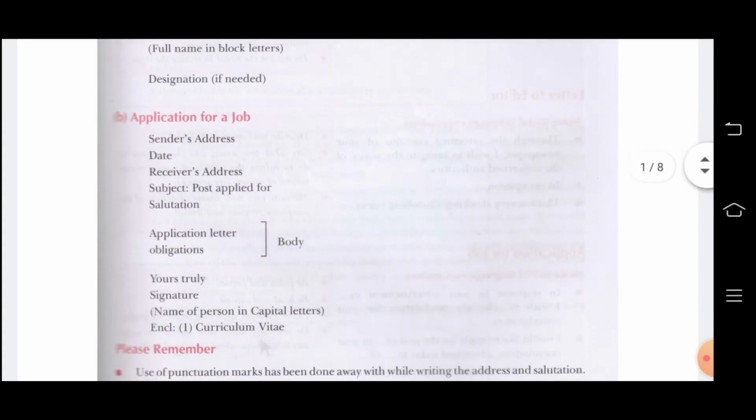And let us see the application for job format. Sender's address, date, receiver's address, subject, post applied for, salutation, application letter, obligation. This is the part of the body. Yours truly, signature, the person's name in capital letters. After that, enclose your curriculum vitae. It is also known as a resume or CV.